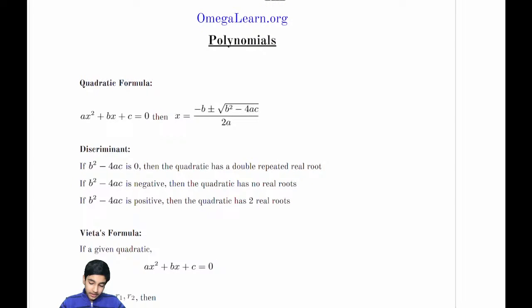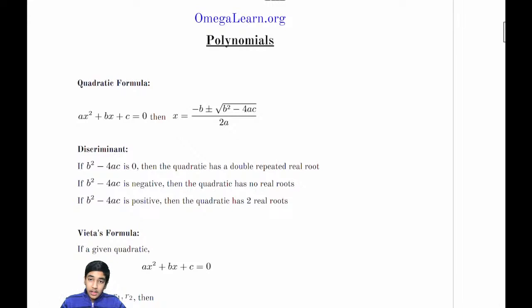Today we're going to be talking about polynomials. Let's start off with the quadratic formula, which states that if ax squared plus bx plus c equals 0, then x will be equal to negative b plus or minus the square root of b squared minus 4ac, over 2a. Okay, the discriminant of a quadratic.